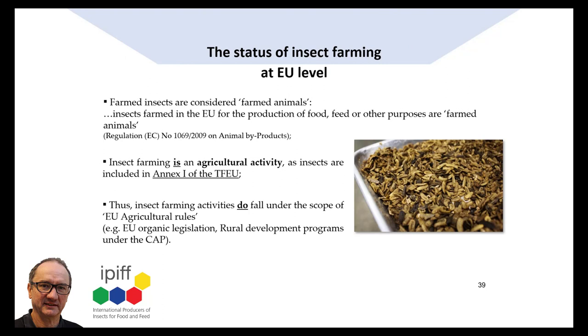The status of insect farming: we have the status that we are farmed animals, so we are in farming, we are in agriculture. We are regulated by the animal byproducts, and according to the basic treaty of the EU, Annex 1 in this basic treaty, insect farming is mentioned as an agricultural activity, and we are included there. So insect farming activities do fall under the scope of EU agricultural rules, organic legislation, rural development programs under the CAP.